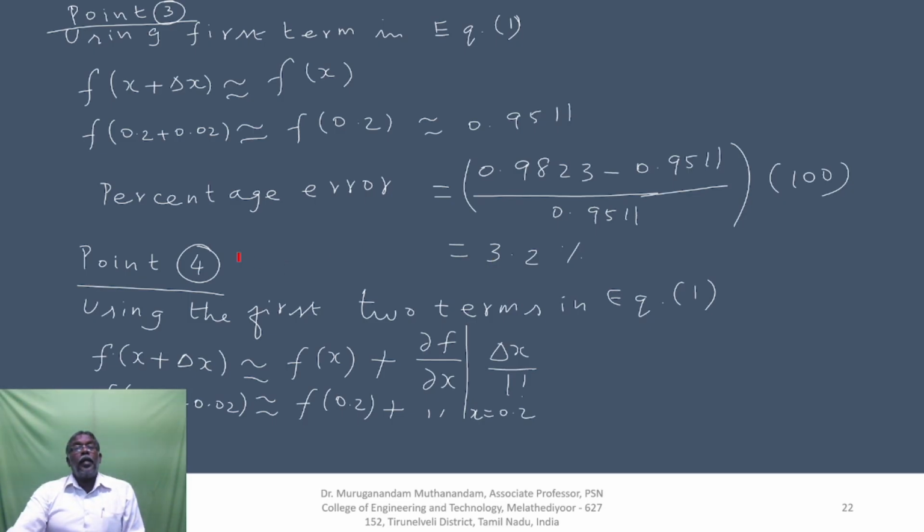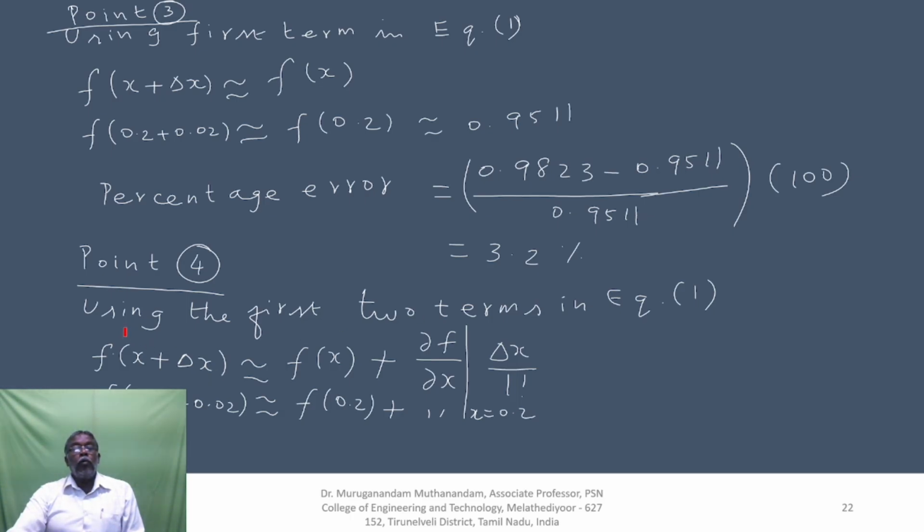What is the percentage error by following this procedure where we have used only the first term in equation 1, that is the first term in the Taylor series expansion? The exact value is 0.9823, which is the accurate value, whereas the obtained value is 0.9511. With respect to the exact value, the percentage error is 3.2%.